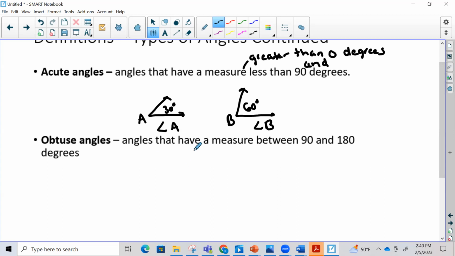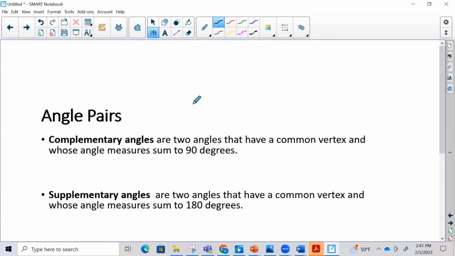Obtuse angles have a measure between 90 and 180. Again, when we're talking about a straight angle, we have a straight line that's 180. An obtuse angle is going to look like it's more than 90, but less than the straight line 180. So obtuse angles are like 150, 175, 91, 179. Those are all obtuse angles.